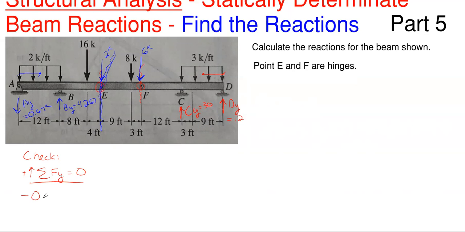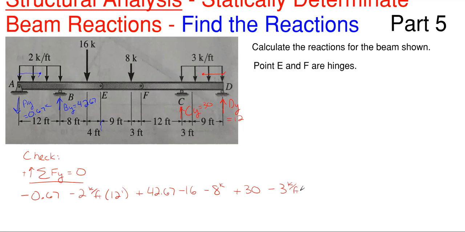So we have A sub Y going downward, so minus 0.67. And then we have minus 2 kips per foot times the distance it runs, which is 12 feet. Then we have plus B sub Y, which is 42.67, and then minus the 16. We do not include the reactions at E or F because they're automatically being transferred over. And then we would have minus the 8 kips, and then plus C sub Y, which is 30. And then minus the 3 kips per foot times the distance it runs, which is 12 feet. And then plus the 12 kips here for D sub Y.